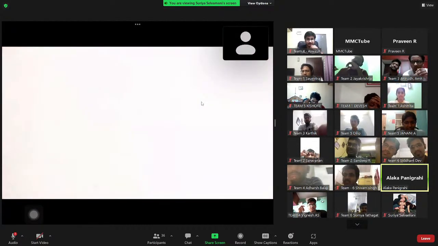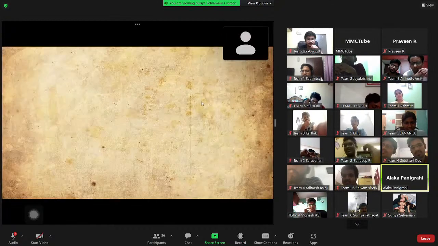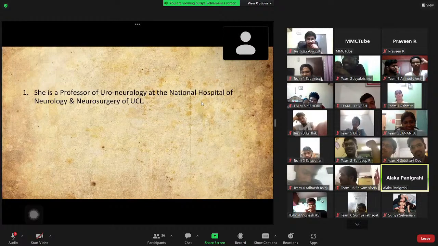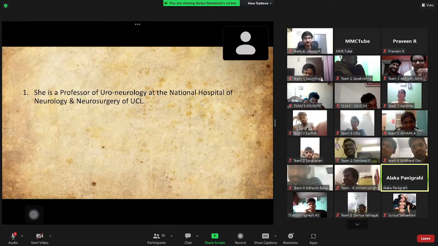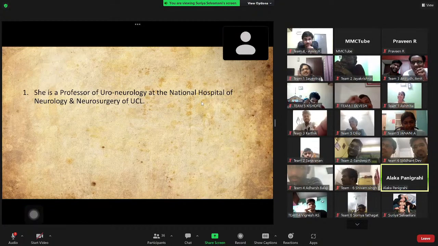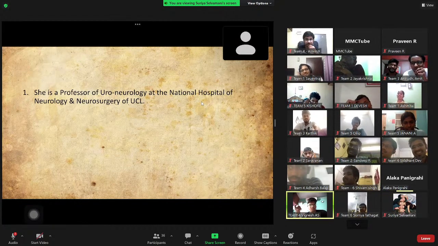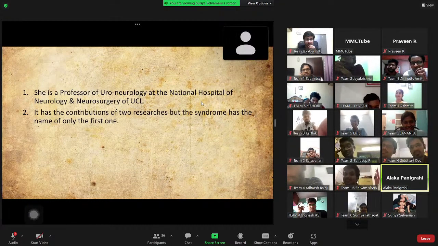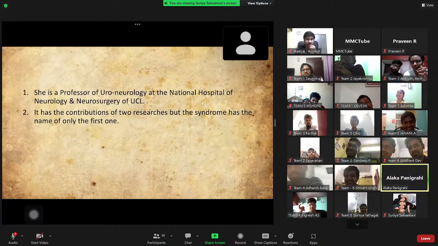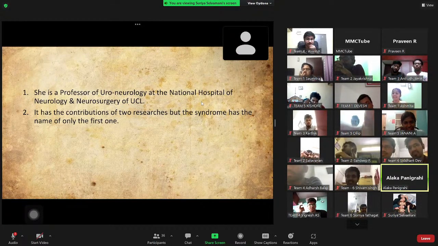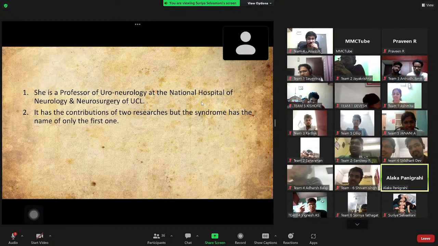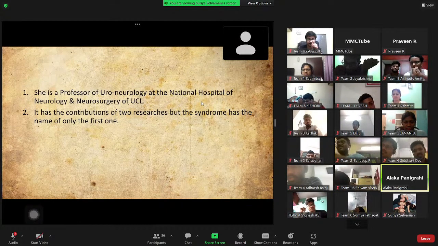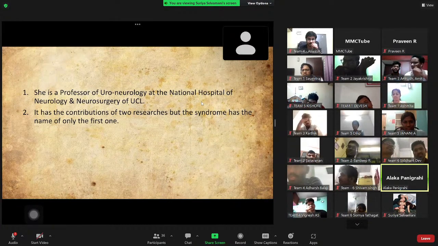So she's a professor of neurology at the National Hospital for Neurology and Neurosurgery of UCL. Next clue, please. This discovery of hers had contributions from two researchers, but the syndrome that she's credited for has only her name. So the clue from here is she is responsible for a named syndrome.